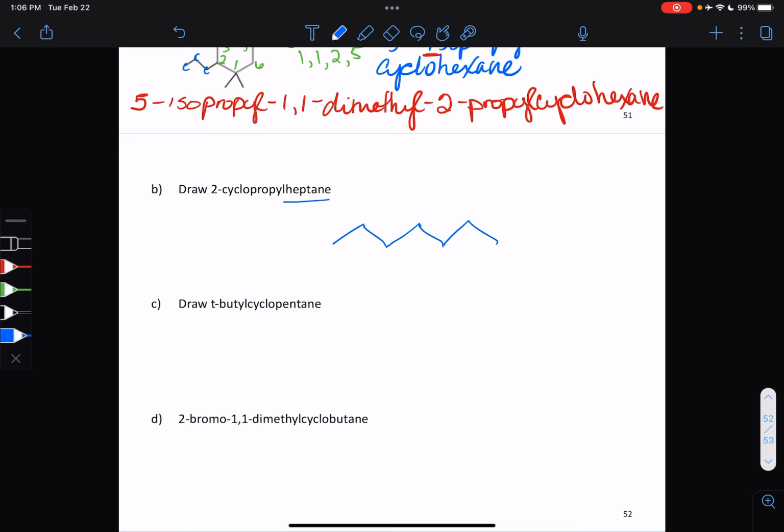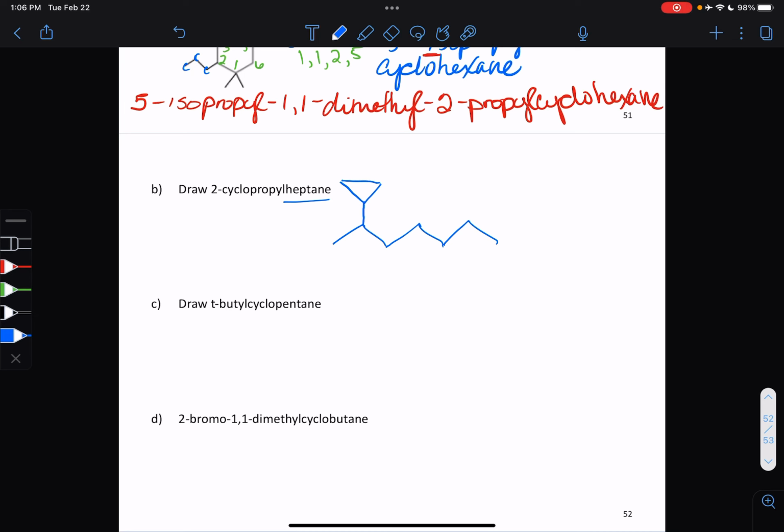So a propyl group is going to have 3 carbons, and cyclopropyl is going to draw 3 carbons in a cyclic structure, and what that looks like is which shape? A triangle. So we're going to go ahead and put that up there. So we have 2-cyclopropyl heptane.